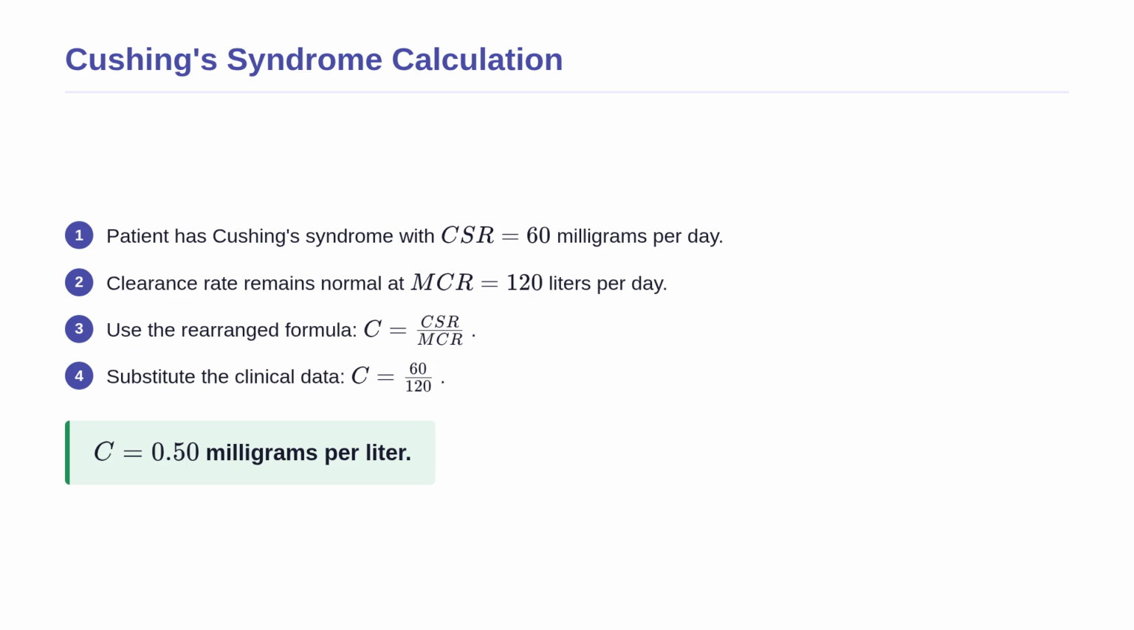We use our rearranged formula and divide the abnormally high secretion rate of 60 by the normal clearance rate of 120. This yields a final answer of 0.50 milligrams per liter. Physically, this means his blood has more than 3 times the normal concentration of cortisol, directly explaining his severe symptoms, like rapid weight gain.